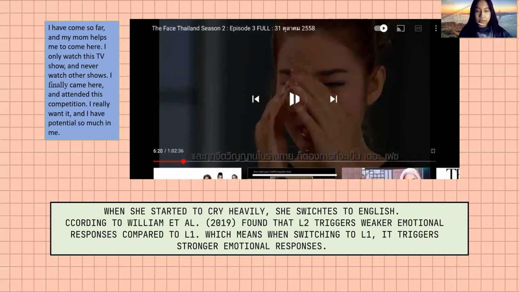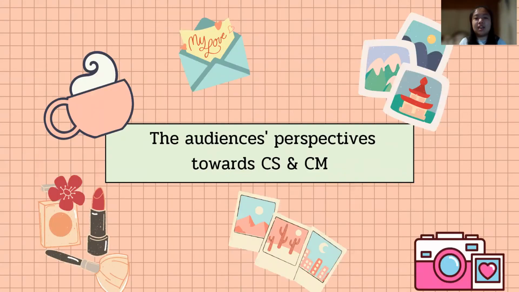As seen, when she started to cry heavily, she switches to English, which is her first language. According to William, a second language can trigger weaker emotional responses compared to the first language, which means when switching to the first language, it triggers stronger emotional responses. And in this part, it's about the audience's perspective toward code switching and code mixing in the Thai TV show.